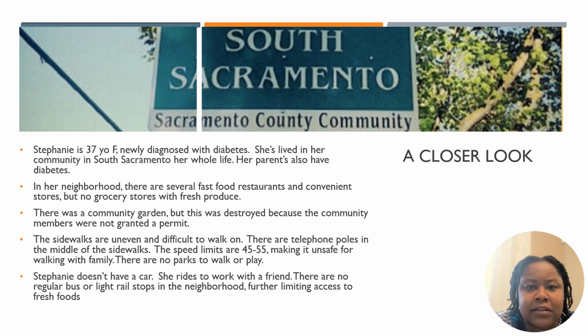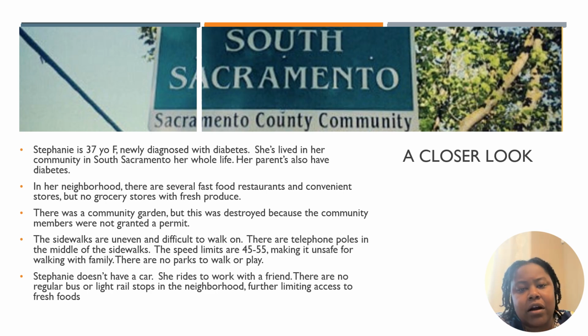There are some telephone poles right smack in the middle of the sidewalk. And in the areas where she would take a walk, the speed limit for those roads is really fast, and sometimes there are accidents. It's just not a safe place to walk around. And in her neighborhood, there aren't a lot of parks, so she's not able to do that. That impacts her ability to do some physical activity that might help manage her diabetes.